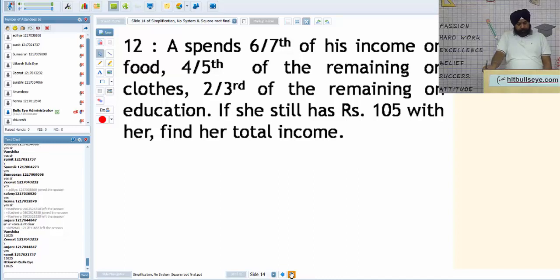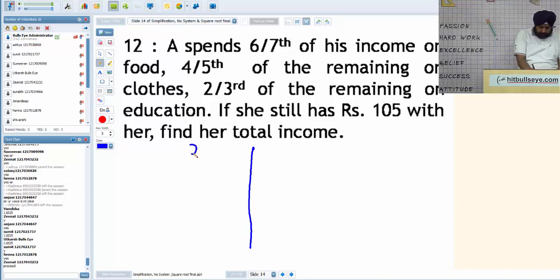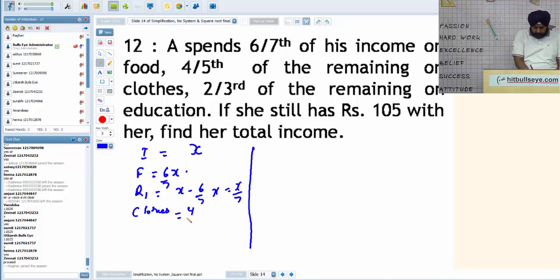So it's a very simple and straight question. There are two ways of doing it. I think I have given enough time. Utkarsh got the answer. So I am proceeding with the solution. If you take it with the help of X, it will be a bit longer. Okay, thank you. I said if total income is X, so on food he would have spent 6/7 X. So first remaining R1 is X minus 6/7 X. It's X/7. Of the remaining, 4/5 on clothes, he would have spent 4/5 into X/7.